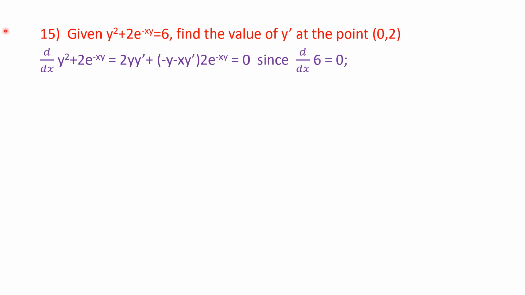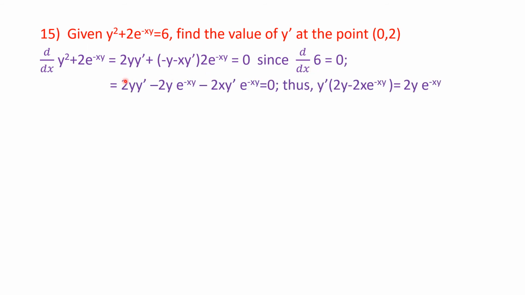So we have to do the derivative. The derivative of y squared plus 2e to the power negative xy equals 6. Derivative of the first term is 2y prime. Derivative of the second term, we use the product rule, and that will yield this as the derivative. Derivative of the right hand side is equal to 0 because the right hand side is a constant. So derivative of 6 equal to 0.